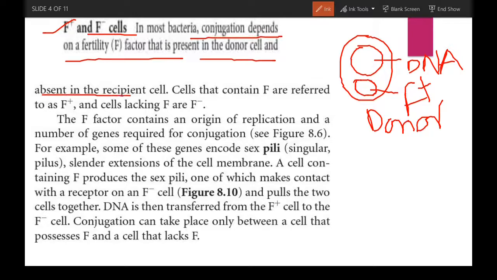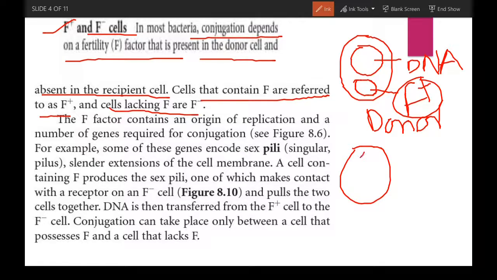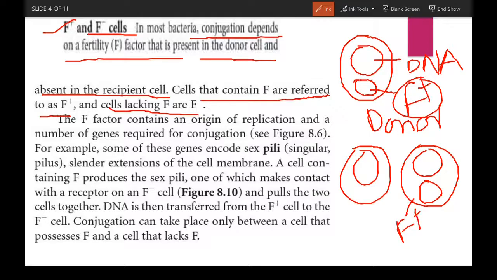The F factor is present in the donor cell and absent in the recipient cell. Cells that contain F are referred to as F plus and cells lacking F are F minus. So if this is a cell and this is chromosomal DNA but it does not have an F factor, while this one has chromosomal DNA plus an F factor, then this is F plus, a donor, and this is F minus because it does not have a fertility factor.